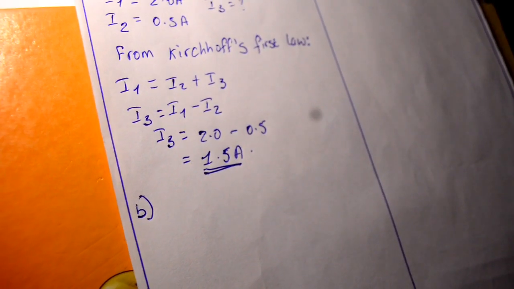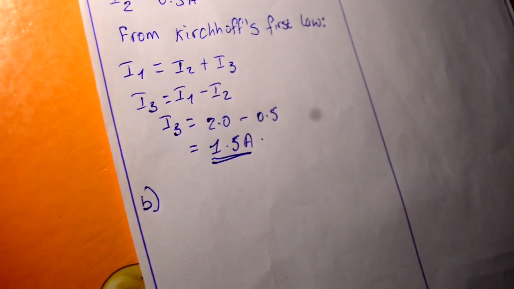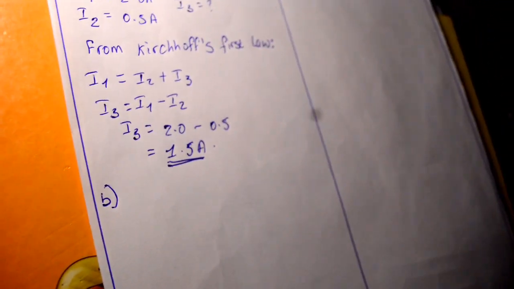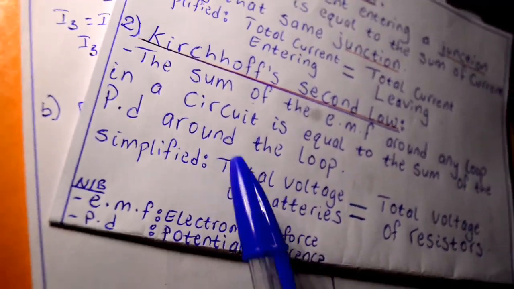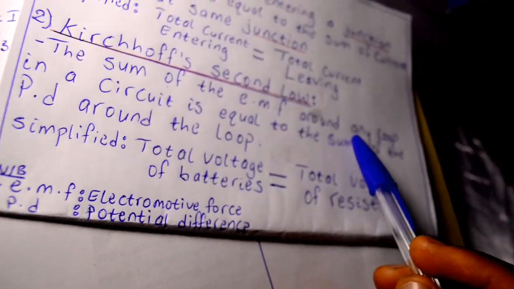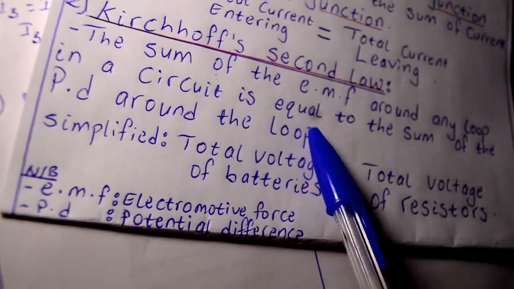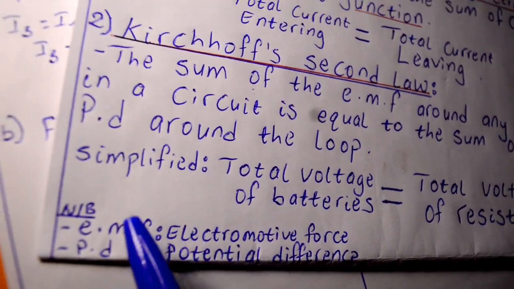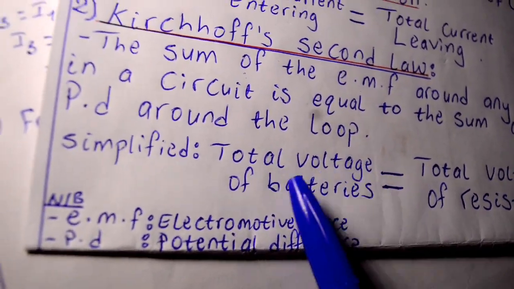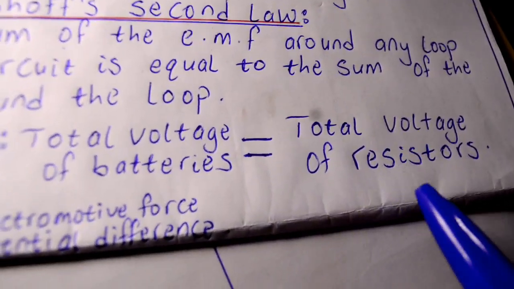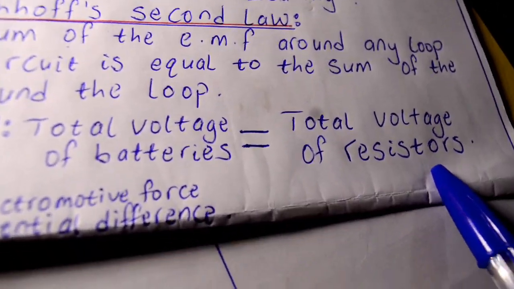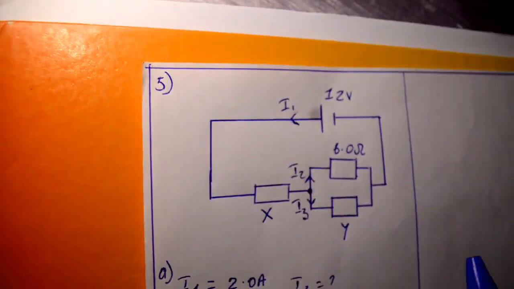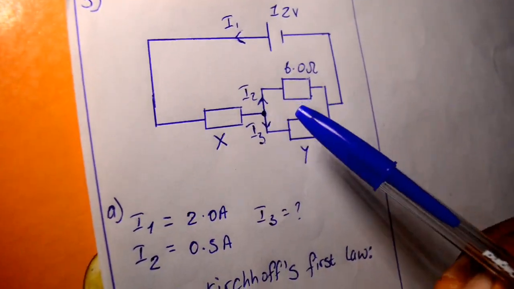Okay, the B part says the resistance of the resistor Y. So how do you get that? Of course, you must use Kirchhoff's second law. The sum of EMF around any loop in a circuit is equal to the sum of potential difference across the loop. The simplified form says the total voltage of batteries is equal to total voltage of resistors. So here you need to get the total voltage of the batteries and that of the resistors.